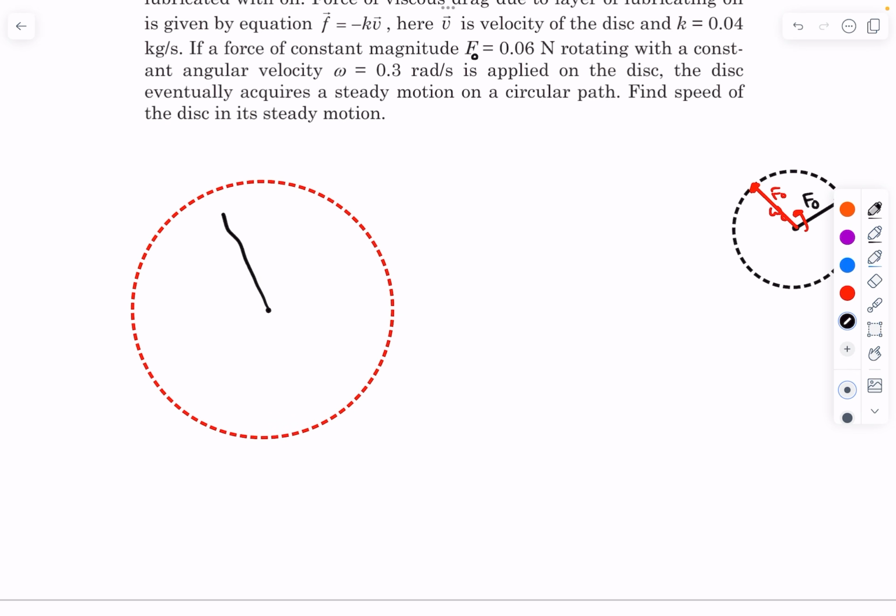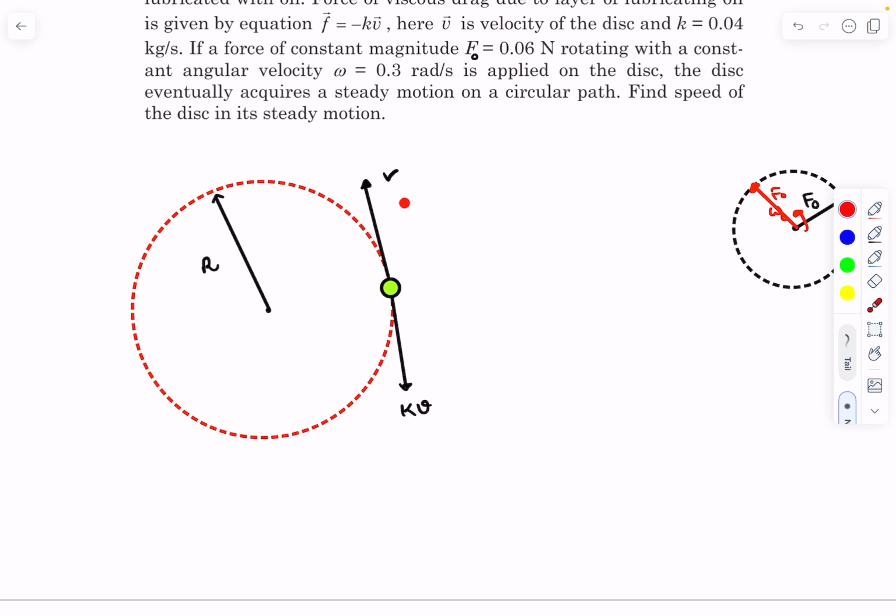Once again, it's given to us that it's moving in a circle. So let's say the radius of the path is capital R. Okay, and let's say the disk is present somewhere over here, and let's say its speed is v. So the viscous drag will be opposite to it, and its magnitude will be k times v. Okay, so the only other force in the horizontal plane is the force f naught, right? So now the question is, in which direction is it pointing?